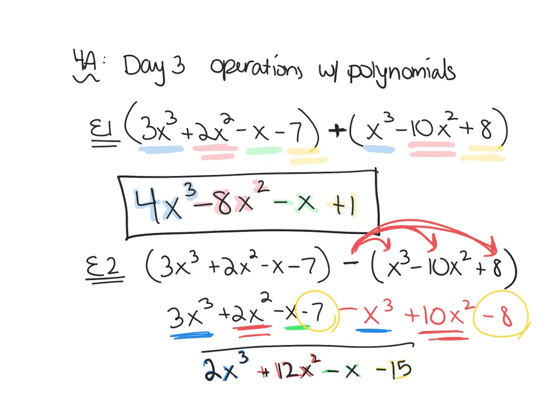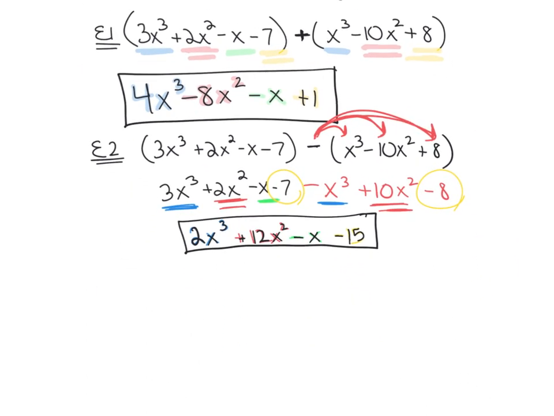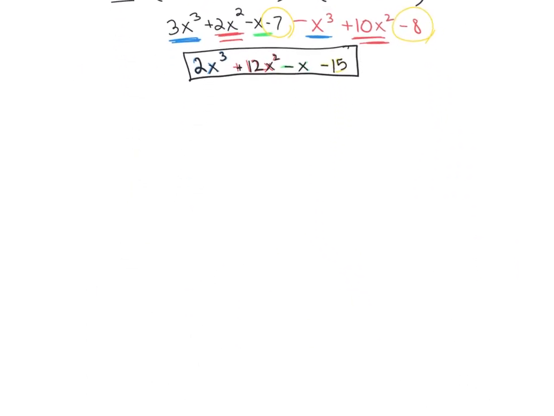And notice with both addition and subtraction, the exponents don't change. You're just adding or subtracting the quantities. So how many x cubes do we have when we add or subtract? How many x squareds do we have? How many x's? Now with multiplication, you guys have seen FOIL. So that's when you're multiplying a binomial times a binomial.